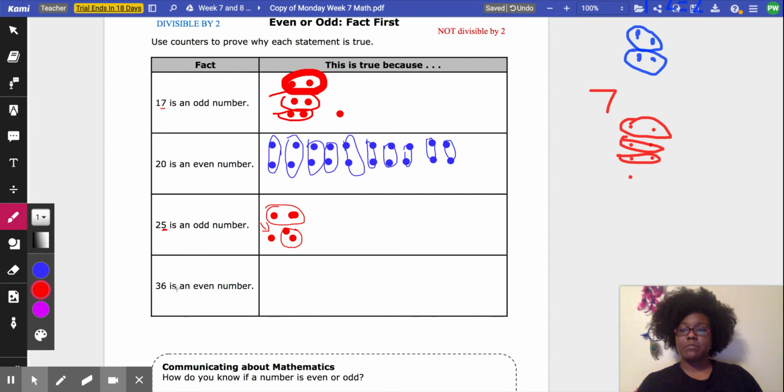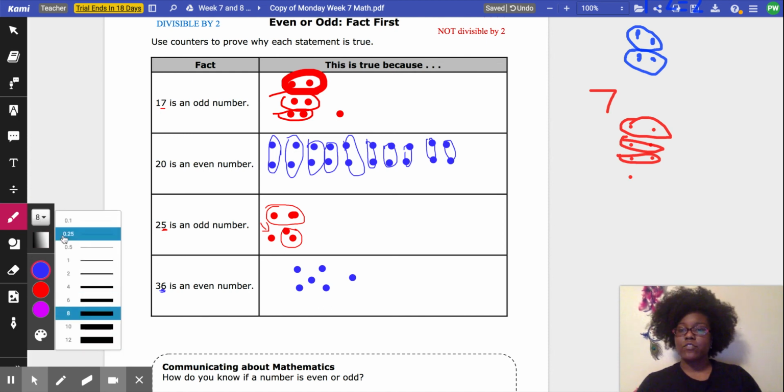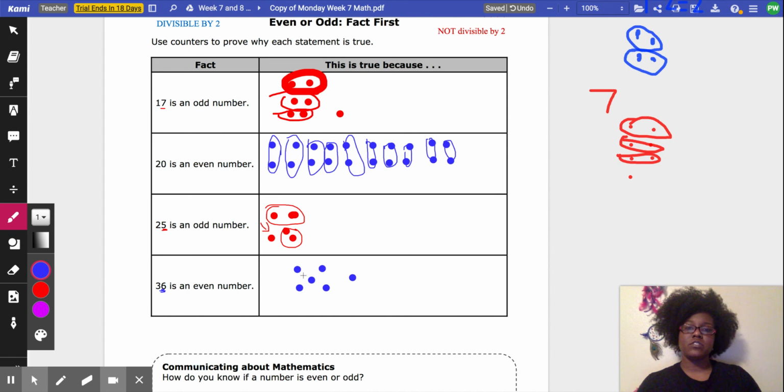36 is an even number. Again, I'm not going to draw 36 dots. I'm just going to draw 6 because there's a 6 in my ones place. When you determine if it's even or odd, you look at the ones place. So I'm going to draw 6 dots. 1, 2, 3, 4, 5, 6. And we're going to see if I have enough to make equal groups of 2. There's a group of 2, there's a group of 2, and there's a group of 2. So I don't have any left over, so it is even.